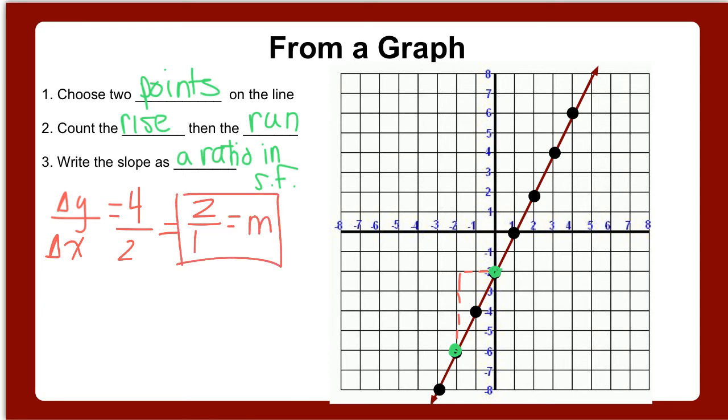Now, what if I had picked 2 different dots? For example, what if I picked this one and this one? Well, I still would count up 1, 2, and over 1, and I'd have 2 over 1. What if I chose this one and this one? Well, I would count up 1, 2, 3, 4, and over 2, I'd still have 2 over 1 in simplest form. So it doesn't matter which dots you choose. And again, we did that when we did rate of change, so it's not really any different.